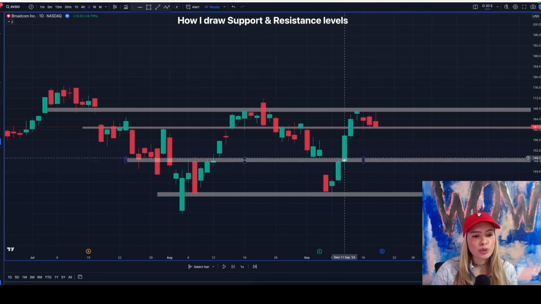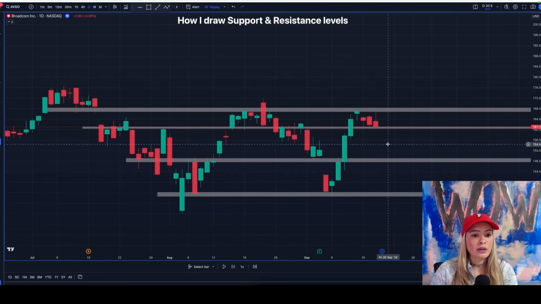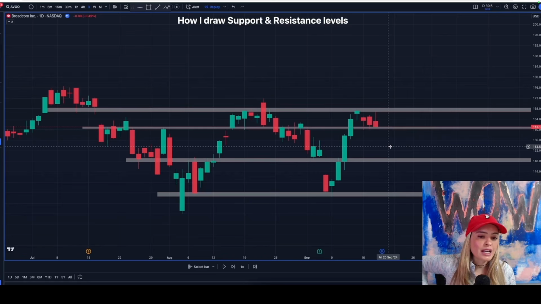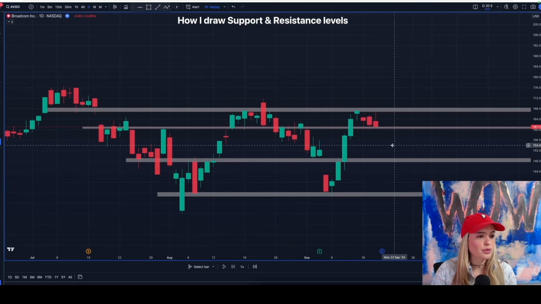I like to put my levels where in the past acted as support and resistance. That means those levels are important for the market and it had a strong reaction in the past, and most likely we're gonna have kind of the same reaction in the future, right? So it's our levels that I need to pay attention to.